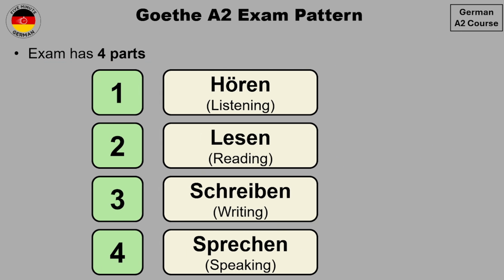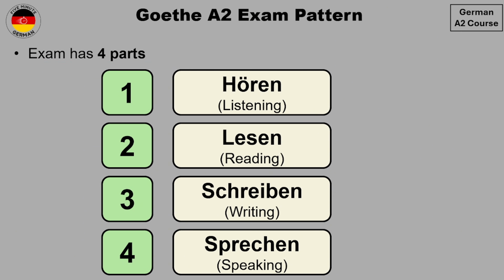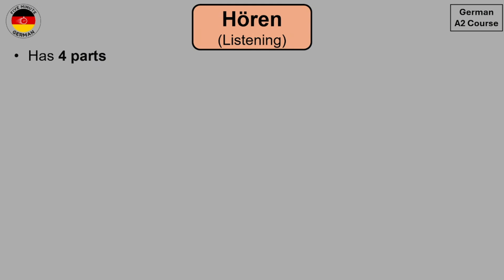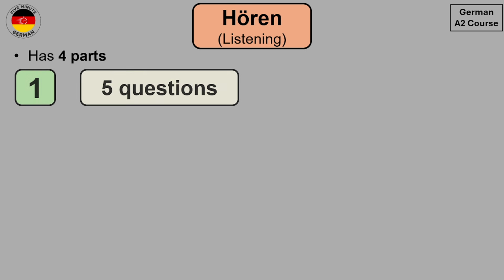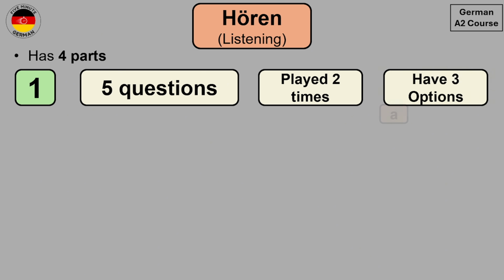Now let's take a look at the different parts of the Goethe A2 exam and see what kind of questions will be asked in each part. So we will start with Hören because this is usually the first part of the exam, and the Hören section has 4 parts. In the first part, there will be 5 questions. And you will hear recordings for each question, which will be played 2 times. And in each question, you will have 3 options, A, B, or C. And after listening to the recording, you will have to select the correct option.